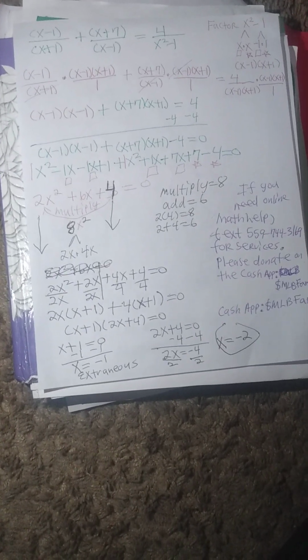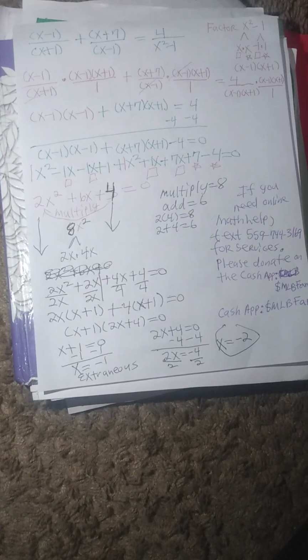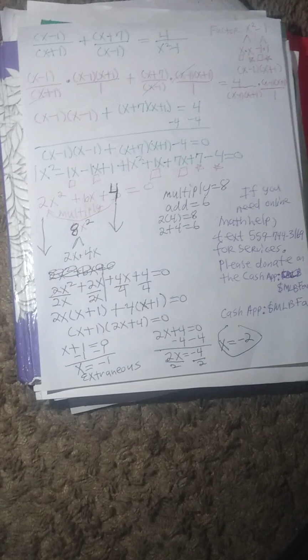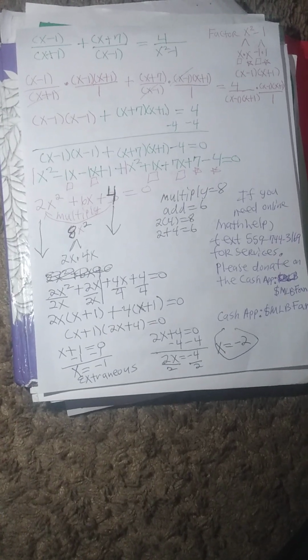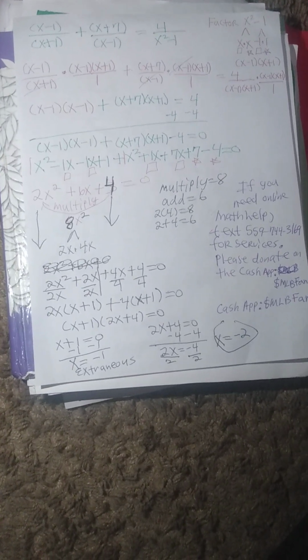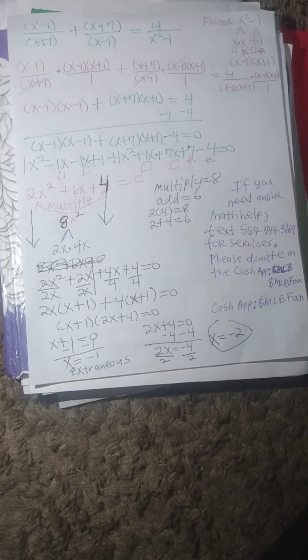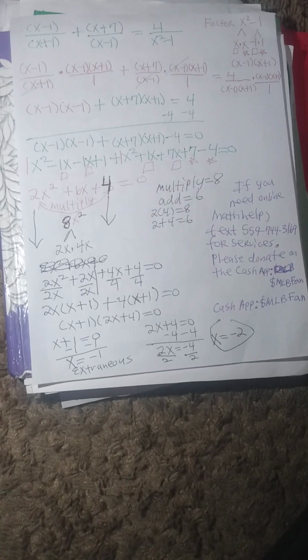So we need something that multiplies to be 8 and adds to be 6, which is the coefficient of the middle term. So 2 times 4 is equal to 8, and 2 plus 4 is equal to 6. So 8x squared breaks down to 2x times 4x. So 2x squared plus 2x plus 4x plus 4 is equal to 0. And we want to split that in half with a divider line.